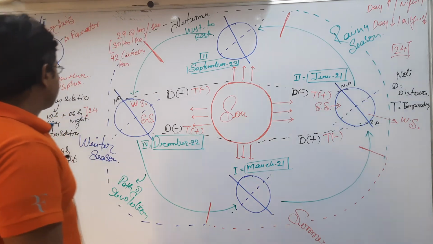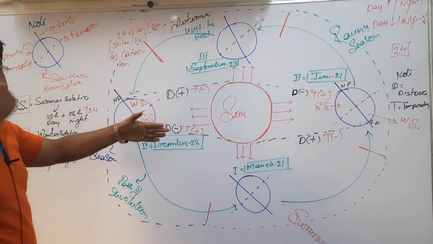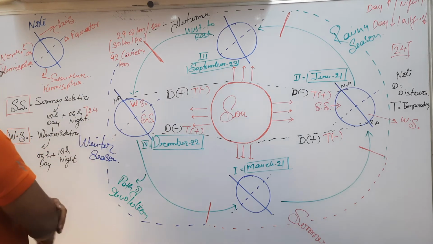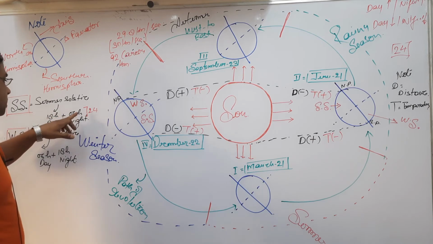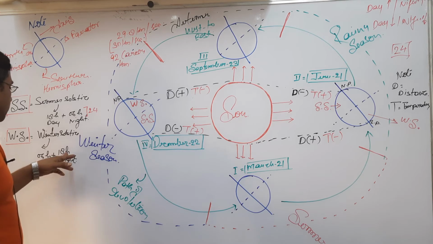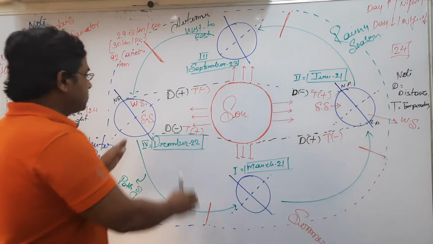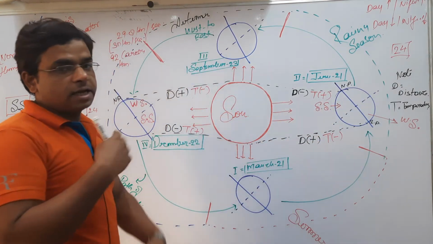Right? So the solstice is that position when the day and night durations have the maximum difference. In this, when we have the summer solstice, the day is 18 hours and the night is 6 hours, and when we have the winter solstice, the day is 6 hours while the night is 18 hours, right? So this is happening due to the inclination of the earth on its axis.